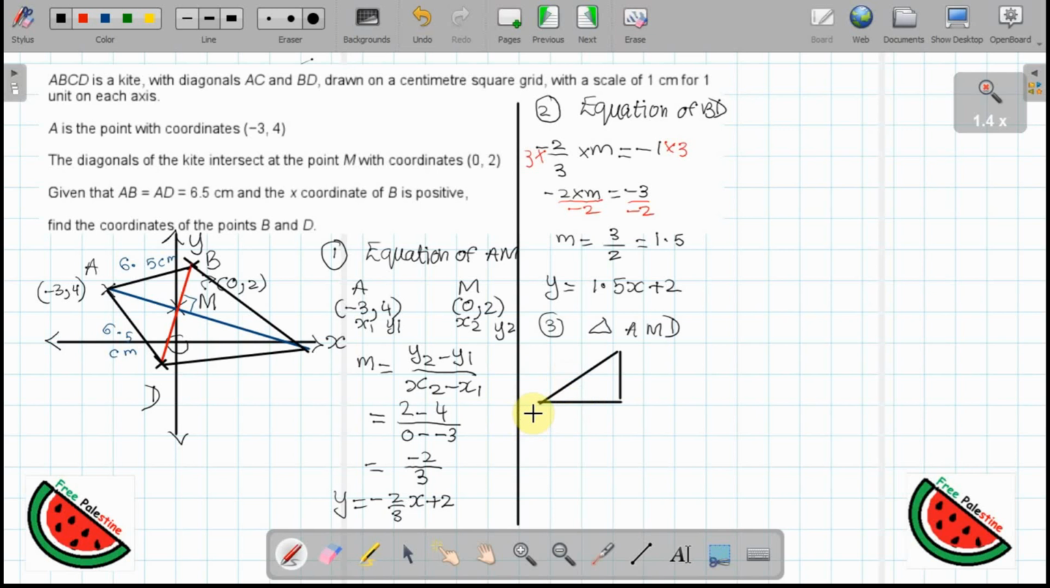And A is over here, M is over there. AMB, not AMD. Let me correct that. B is over here. Now the length of this is 6.5. So the coordinates of A is minus 3, 4. The coordinates of M are 0, 2.